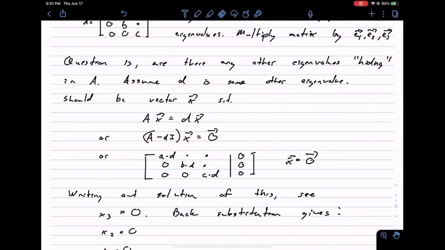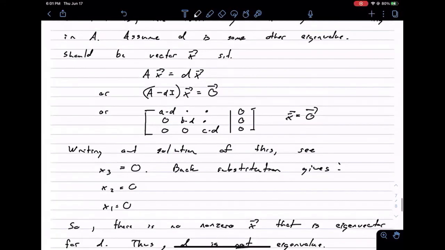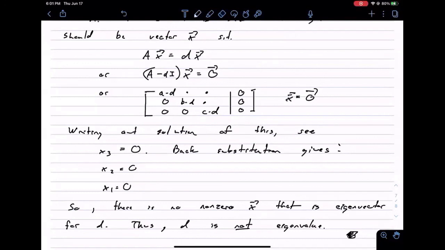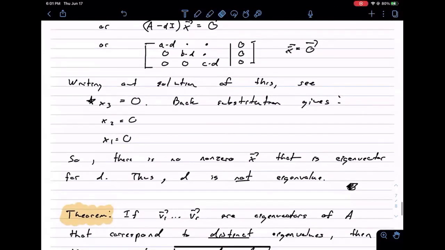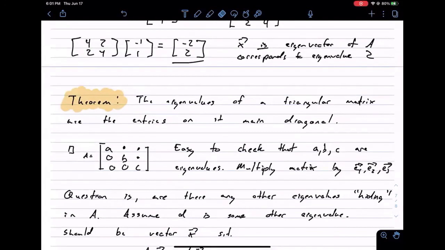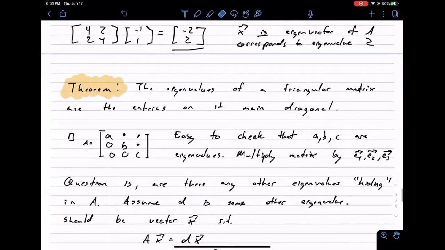Or you could look at it through the lens of back substitution. We have C minus D times x3 equal to zero. So x3 has to equal zero. Then substituting back upward, we see that x2 and x1 have to be equal to zero as well. So there's no non-trivial solution, and D is not an eigenvalue of the matrix A. So there are no other hidden eigenvalues in a triangular matrix. It's just the stuff on the main diagonal.